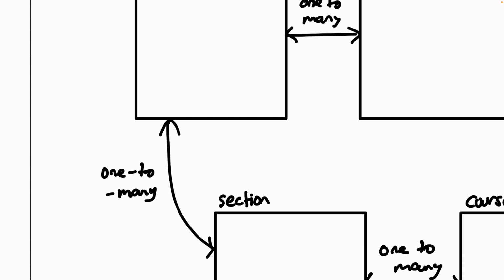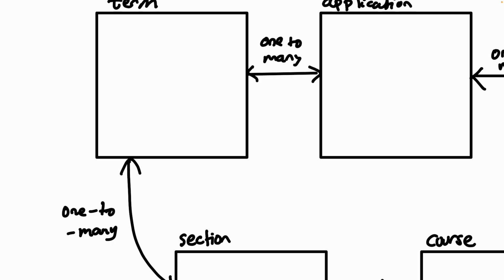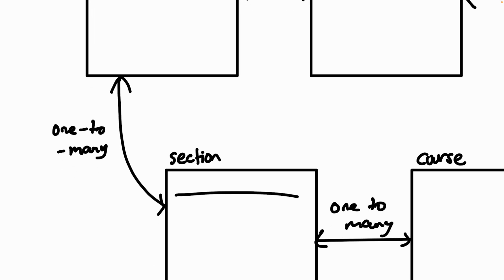Now, there could be some argument that you could have sections linked to multiple terms, like Comp 210-001 linking to multiple terms, but I think it's also perfectly fine to just have different rows for every section for every semester, so one-to-many is good here.